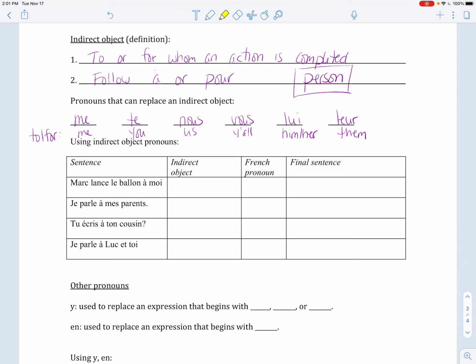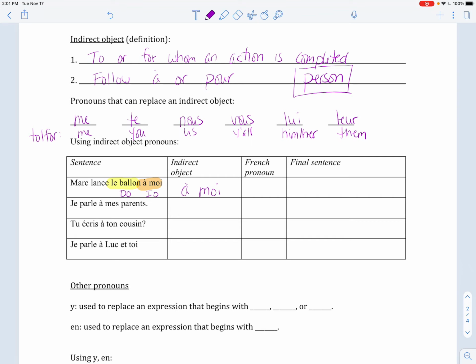So some examples again. Marc lance le ballon à moi. You might notice that this sentence has both a direct object, le ballon, and an indirect object, à moi. So the sentence is saying Marc throws the ball to me. We have le ballon as the direct object, what is being thrown. And we have à moi, the indirect object.